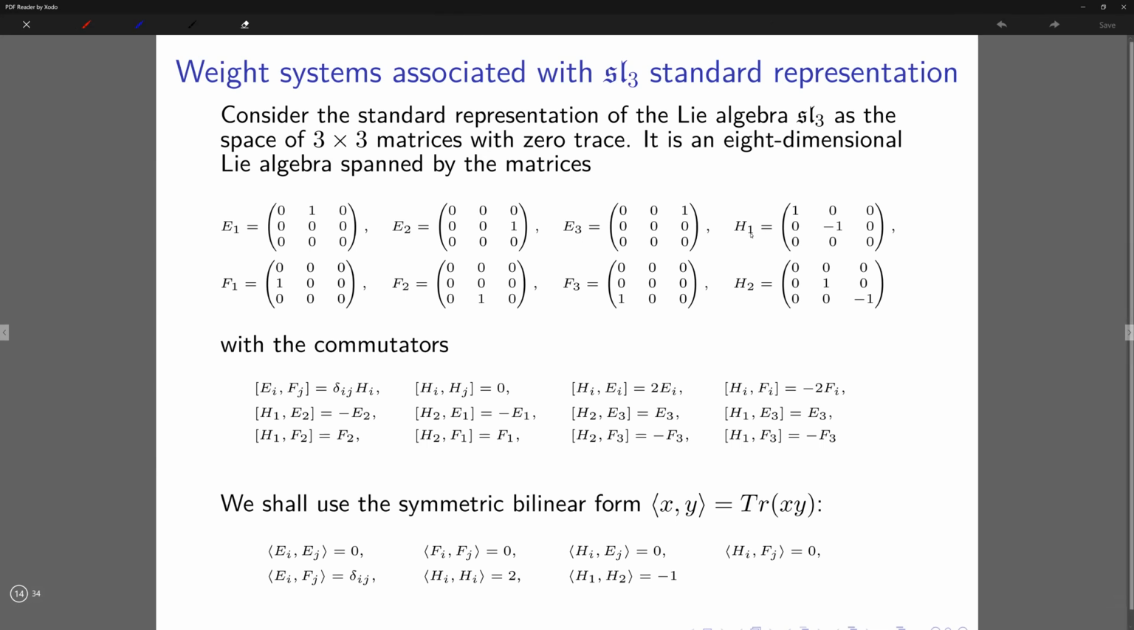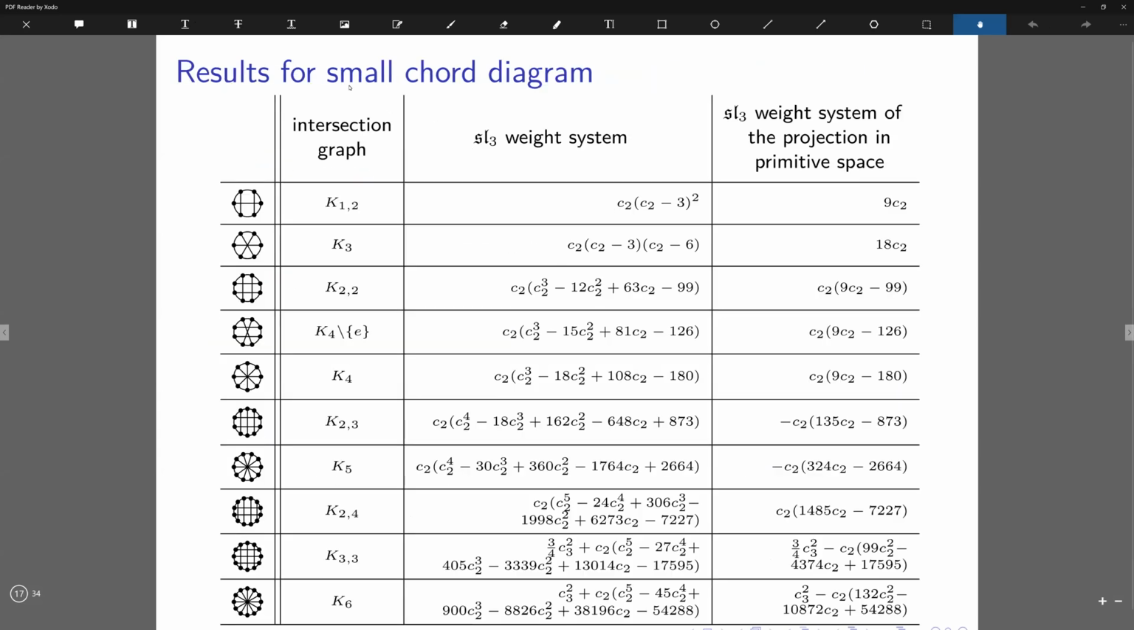And I've got to say that H1, H2 could be calculated as the commutator of E1, F1, and E2, F2. And here are some results that I calculated by computer for small chord diagrams. And you can see that C3 appears when the degree is larger or equal to 6.